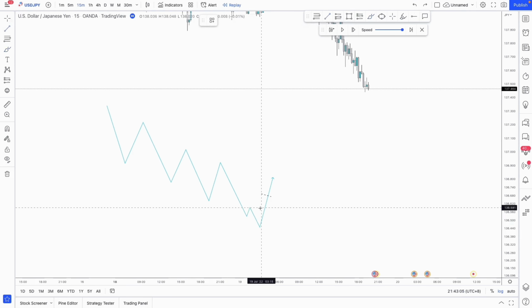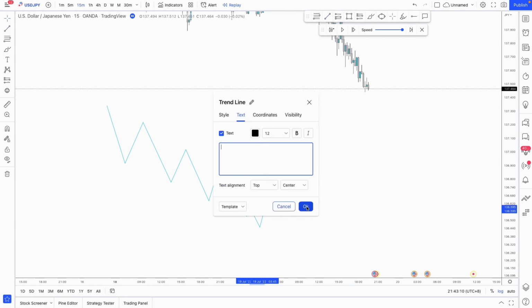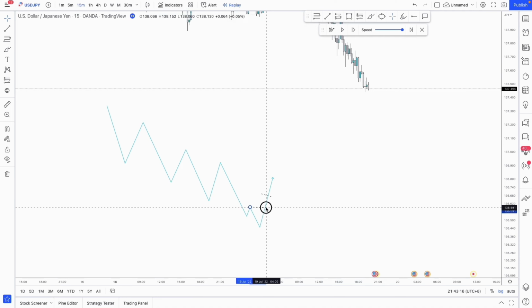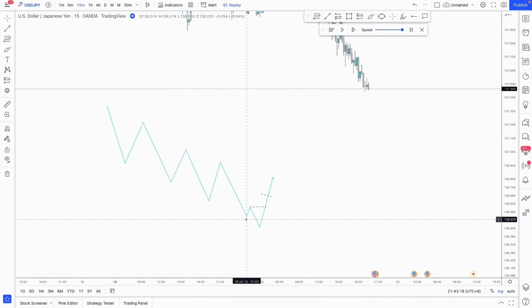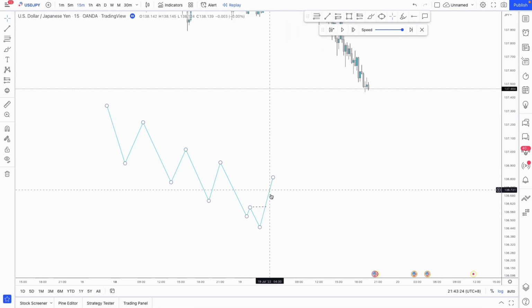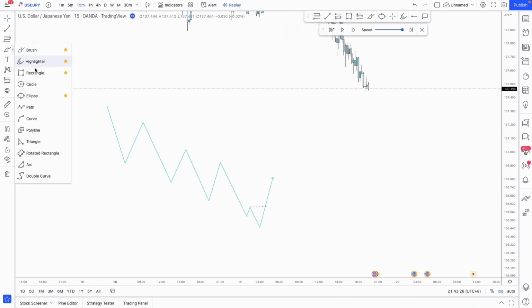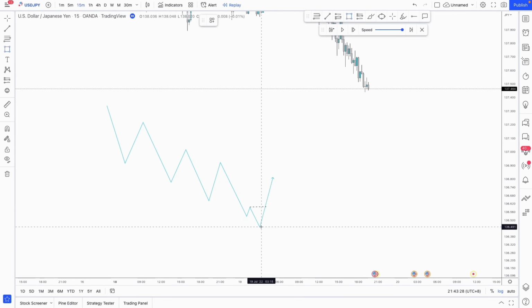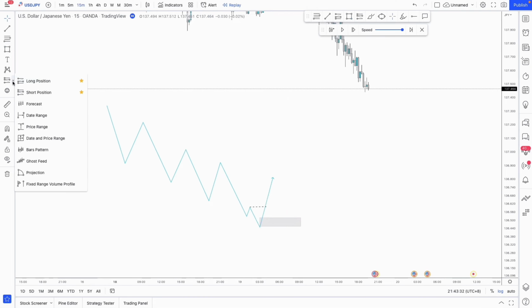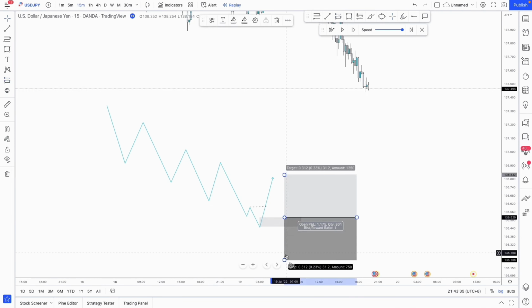And so what a change of character is, it's a change of control. It's a shift from supply to demand, or demand to supply. In this case, it is supply to demand, where there is supply coming into the market, thus prices decreasing, and demand comes in and takes that out. And so what we will have is a level of demand simply left behind from it, and that's where we'll be taking our long positions.